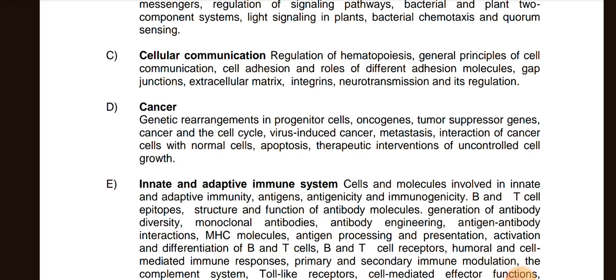And the next subunit is an interesting one, that is the cancer subunit. Here we will be discussing what oncogenes are, apoptosis, metastasis, interaction of cancer cells and normal cells, and cancer and the cell cycle.